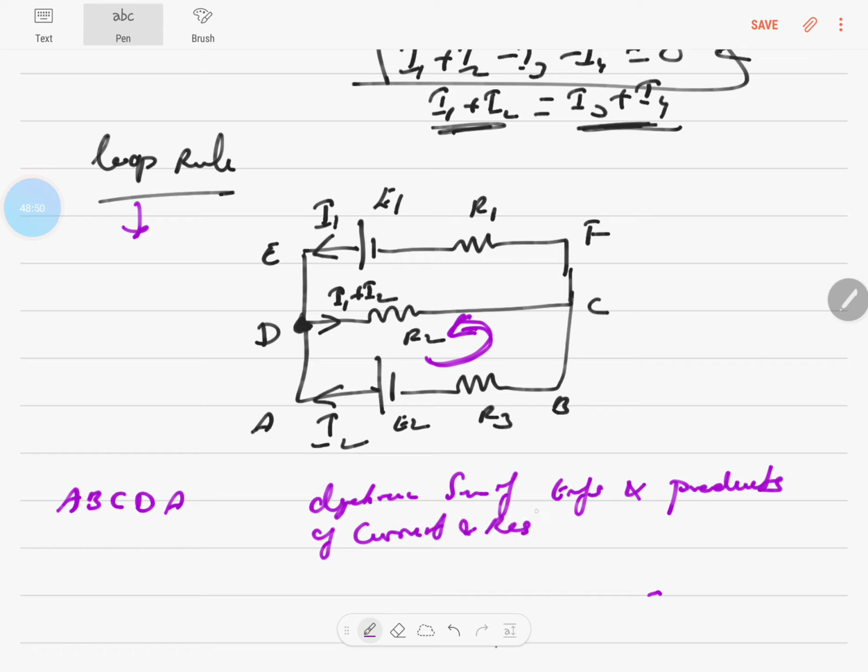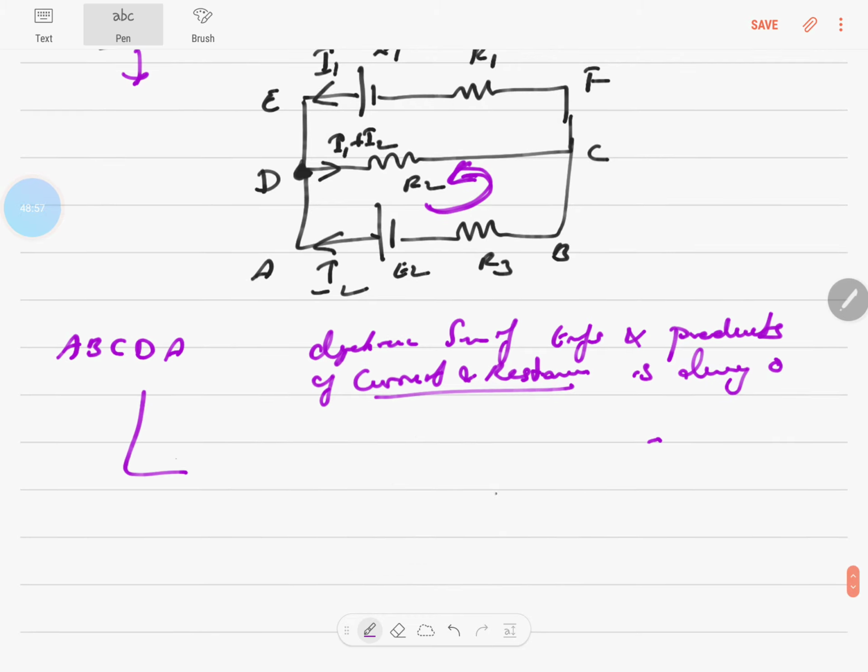Current and resistance product is nothing but voltage, right? The sum of these is always equal to 0. So let me apply that here. I'm going to go from A, and I have a battery which is going from positive to negative. The sign convention for a battery is that when you go from positive to negative, it's minus E2.